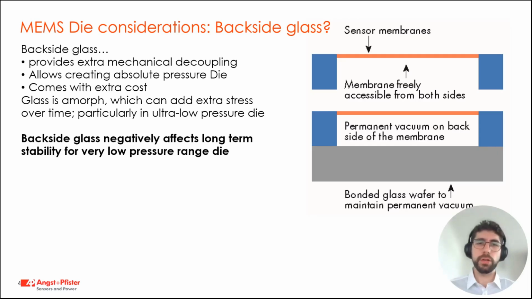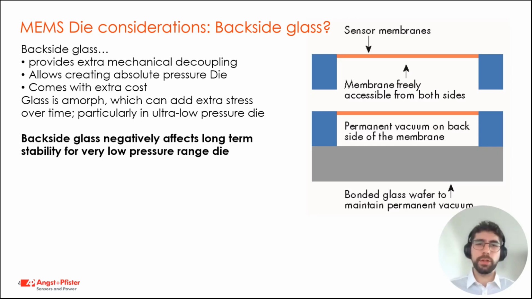Another advantage of a backside glass is a very simple die attach process. The glass decouples the silicon die from the substrate and prevents parasitic mechanical stress. The main disadvantage of glass is the fact that it is amorphous. This means that the glass is not crystalline, but closer to a highly viscous fluid. It can change shape across months and years, and this itself can add parasitic mechanical stress to the silicon die.